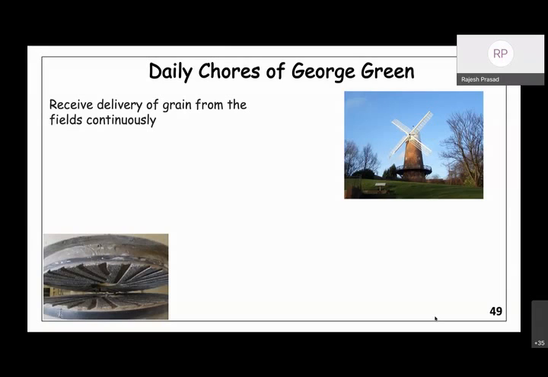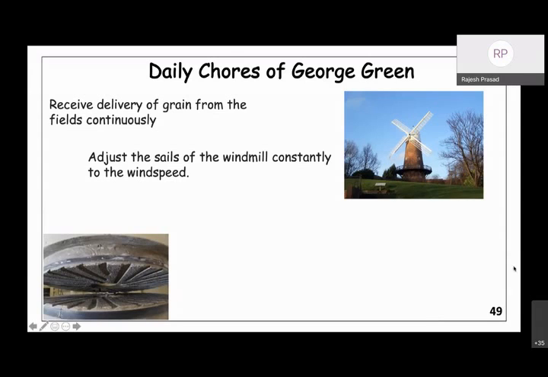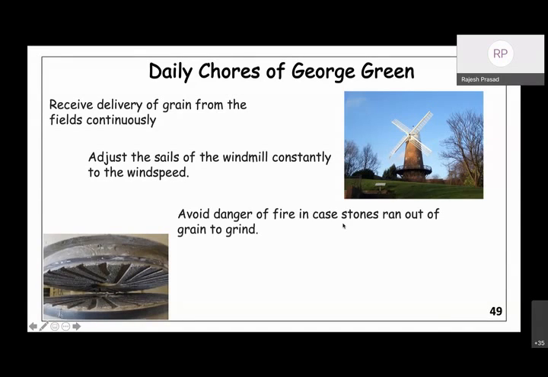Receive the delivery of grain from the fields continuously, because grains will be coming and he has to receive that. Adjust sails of the windmill constantly to the wind speed. These sails, for efficient use, have to be properly inclined to the wind direction. And in those days there was no remote control or electronic devices. So it had to be done mechanically and manually. And our George Green was doing that.